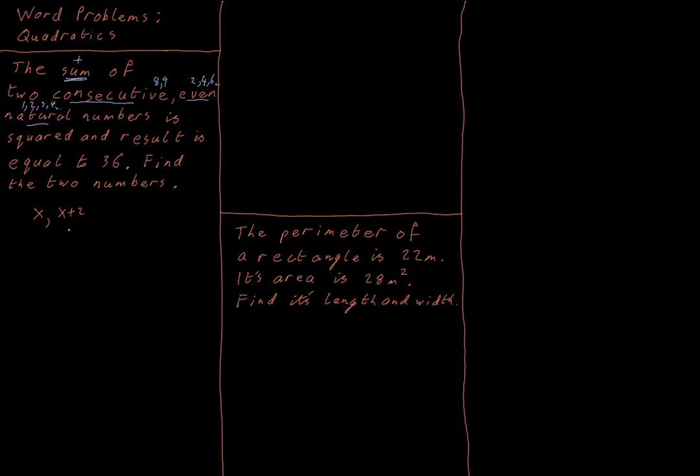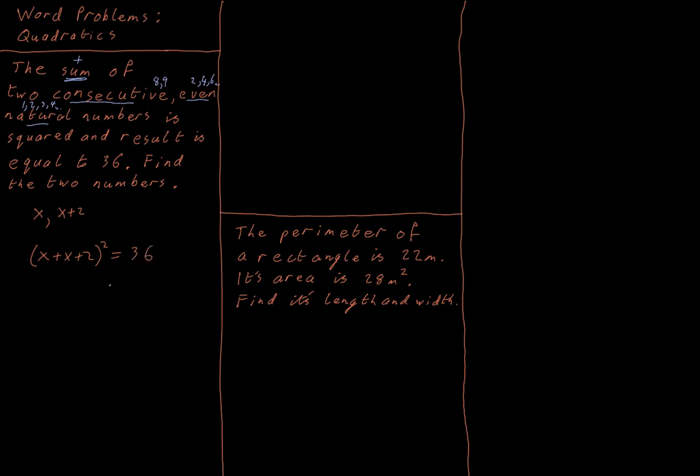So I now have a way of describing the two numbers that I'm talking about. So those two numbers are added together. We sum them up. We add them together. So we have x plus x plus 2. We have those two numbers added together. And then when we've added them together, we square them. So whatever the result of that is, we square it. And we have that equal to 36.